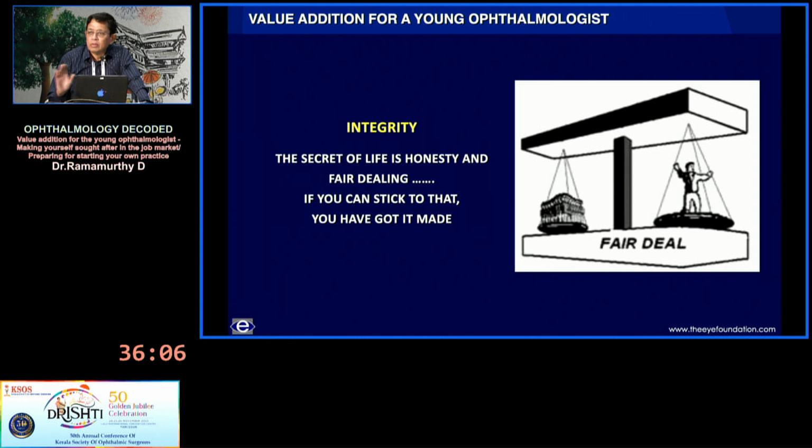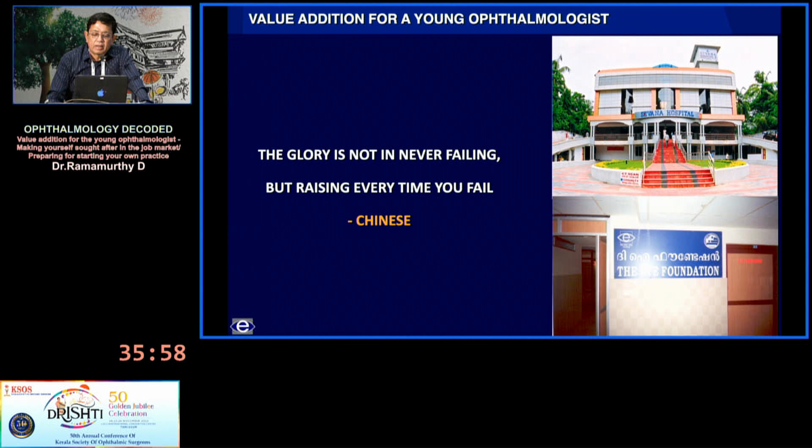If you tell a lie, it's difficult to maintain it. But if you're honest right through, that is something that works, and especially in practice, it's extremely important and stands you in good stead. Any excellent institution that you see around which has been successful, you'd find that the core values are ethical practice and honesty, and that's extremely important. The glory is never in failing, but in rising every time you fail.